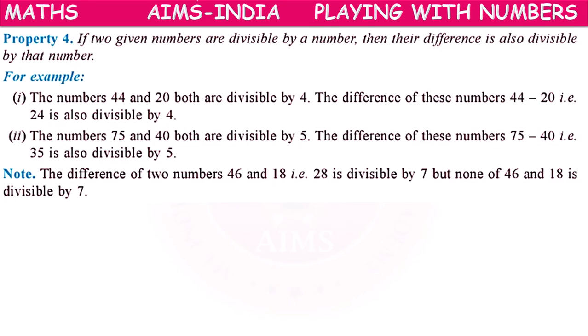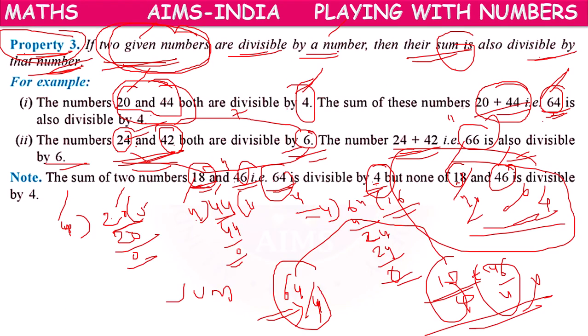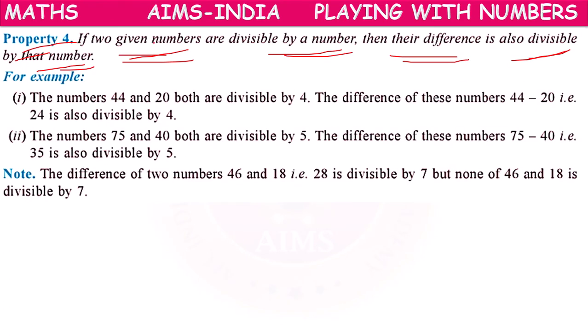Next, children. Property 4. If two given numbers are divisible by a number, then their difference is also divisible by that number. Same as property 3, but in property 3 we took the sum, and in property 4 we are taking the difference.